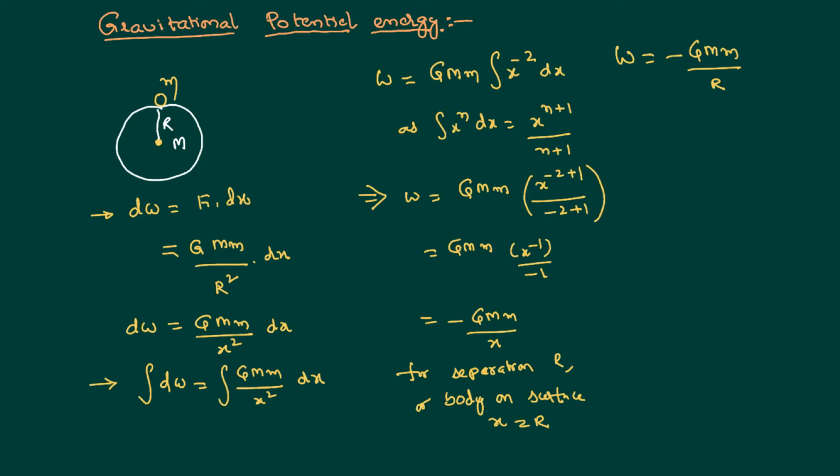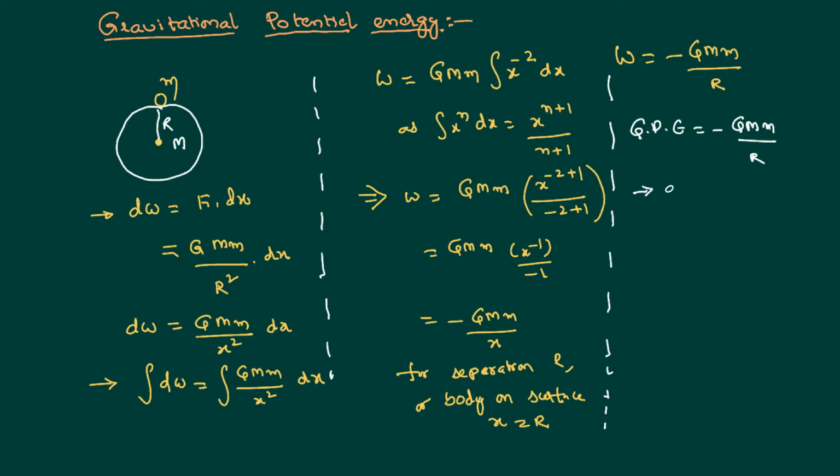That work done cannot disappear all of a sudden, according to the law of conservation of energy. Therefore, that work done converts into some form of energy, and that energy is called gravitational potential energy. This work done itself is equal to the gravitational potential energy. So even a body on the surface of the earth will have some gravitational potential energy.